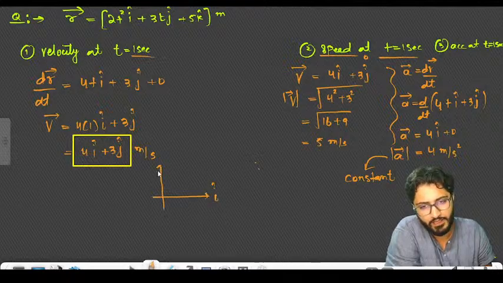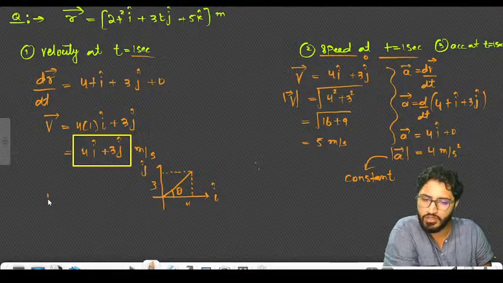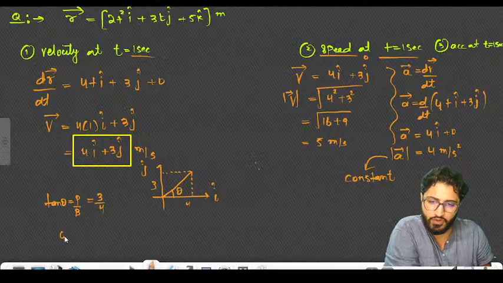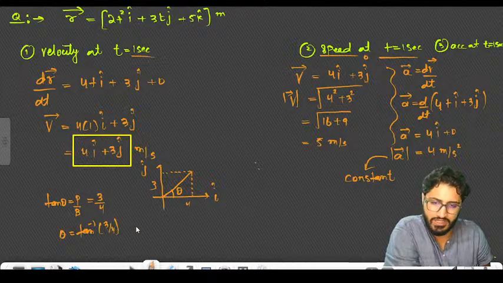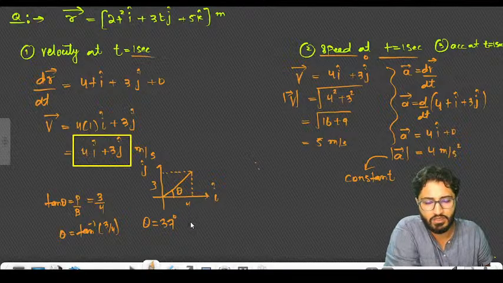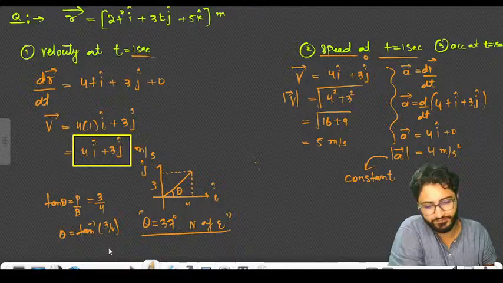If somebody asks what is the direction of it, look at the i cap, j cap. i is 4 and j is 3. So tan theta is p by b, p is 3, b is 4, it is 3 by 4. So theta is tan inverse of 3 by 4, and 3 by 4 is 37 degrees. So theta is equal to 37 degrees north of east.